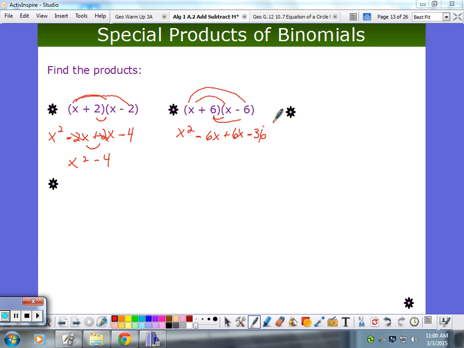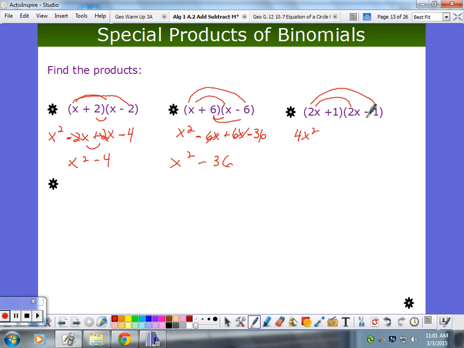So let's see here. These cancel out. X squared minus 36. Let's try this one. 2x times 2x, 4x squared. 2x times negative 1, minus 2x. 1 times 2x, 2x. 1 times negative 1, negative 1.